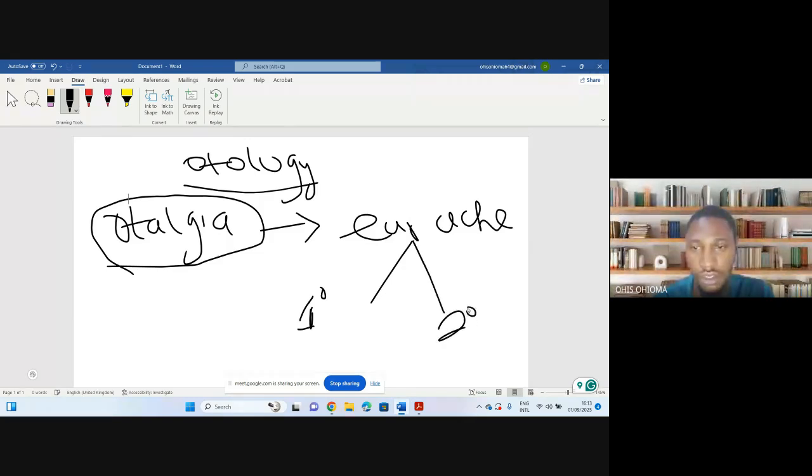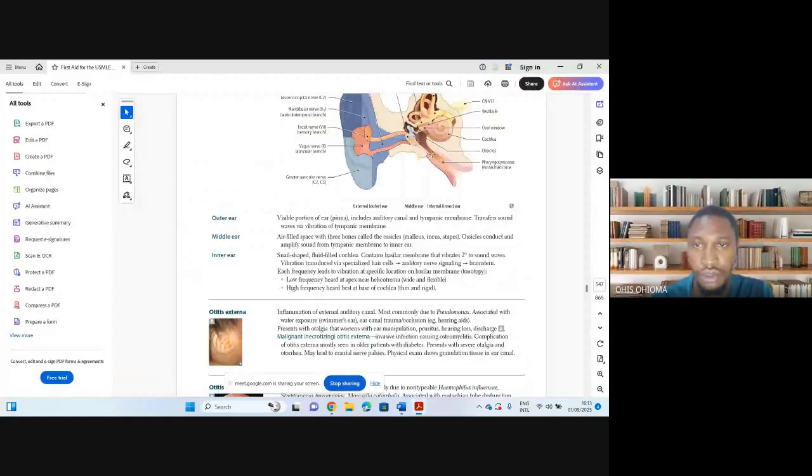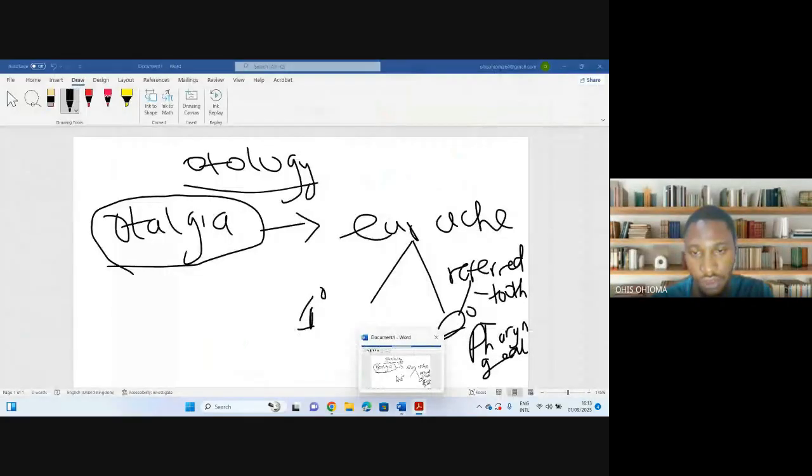The secondary is usually a result of referred pain that can be from either a tooth problem, or sometimes pharyngeal issues. Let's go back to the anatomy and show you guys. This is the eustachian tube. Sometimes you can have pharyngeal pathology that can be referred to the ear, and the patient can present with earaches, as we're going to see as we discuss otitis.